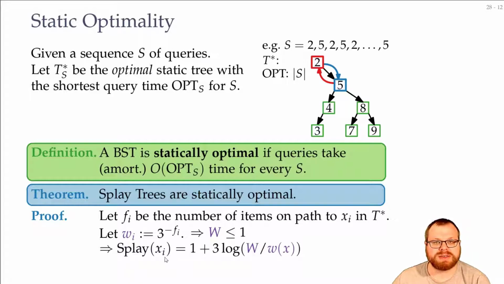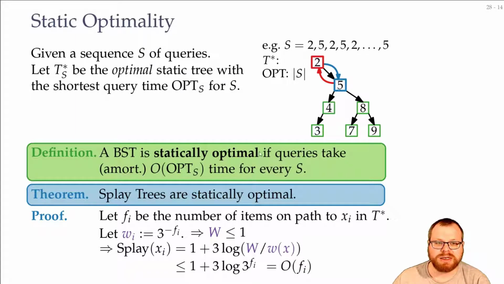And now, one splay step takes, by the access lemma, this much time amortized. So when we plug this in, this is a 1, this is a 3 to the minus fi, so this whole thing becomes 3 to the fi. And now we use the logarithm rules, we pull the fi out, then we have 1 plus 3 fi log 3, and this is a constant, this is a constant, we get to order of fi. And this is also the time that you take in the optimum tree. So for every query, the time that we require in the Splay tree is asymptotically not higher than the one that we need in this optimum tree.